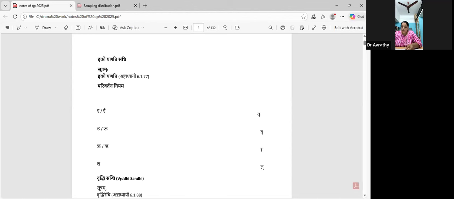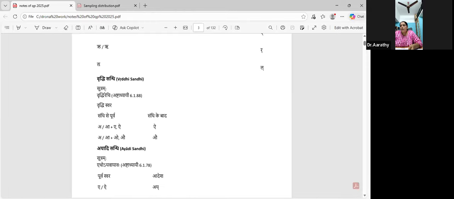The second sandhi mentioned over there is Vriddhi sandhi. The sutram is Vriddhi Rechi. Vriddhi Rechi means the Purva Padam ends with A or A, and the Parapadam can start with A, I, O, Au. If the Parapadam starts with A or I, the sandhi is formed by replacing with I. And if the Parapadam starts with O or Au, the sandhi is formed by replacing it with Au. This is how the sandhi goes.